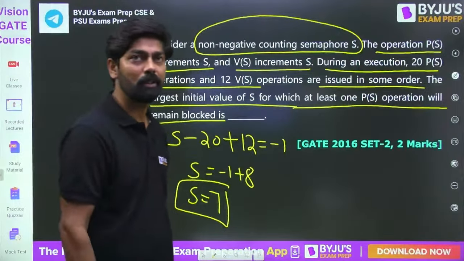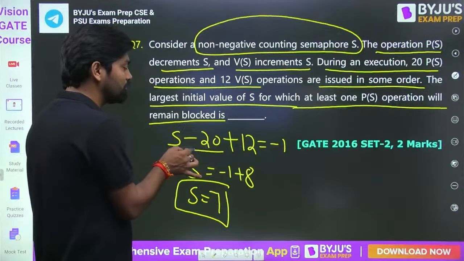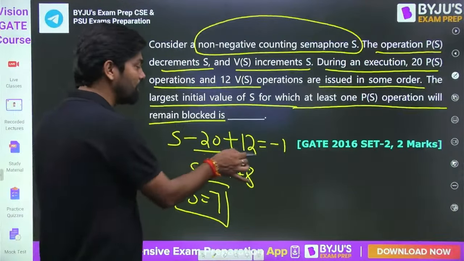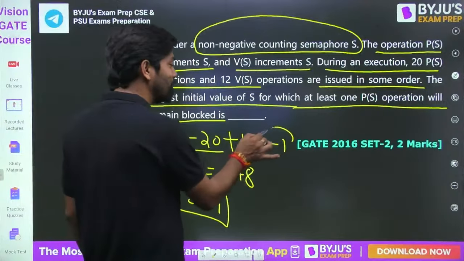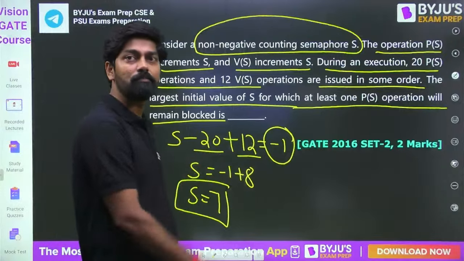Very easy question. See here, I have taken S as the semaphore value. This is 20 down operations, this is 12 up operations, and they are telling us at least one process is getting blocked. That's why it is -1.